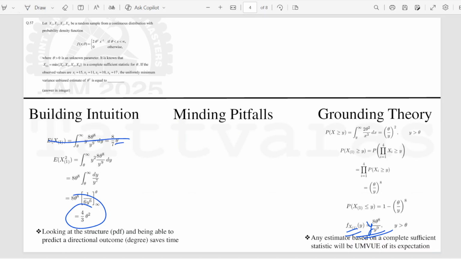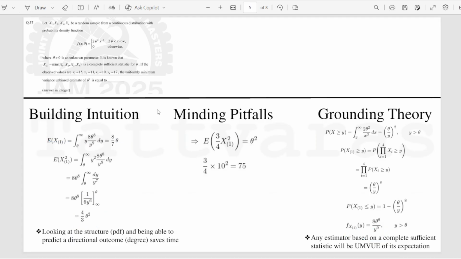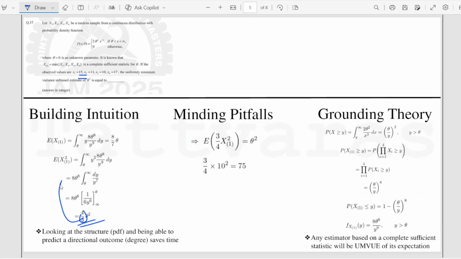And once we have that, it's nice to be careful at the end, because we do get the expectation as this, and maybe in a hurry we would just do 4 by 3 multiplied by the square of this. Maybe not everybody, but people like me would do that. So it's careful to note that we are interested in theta square, so everything should be on the other side. And once we take 4 by 3 on the other side, that's when we get the correct answer. That's all.